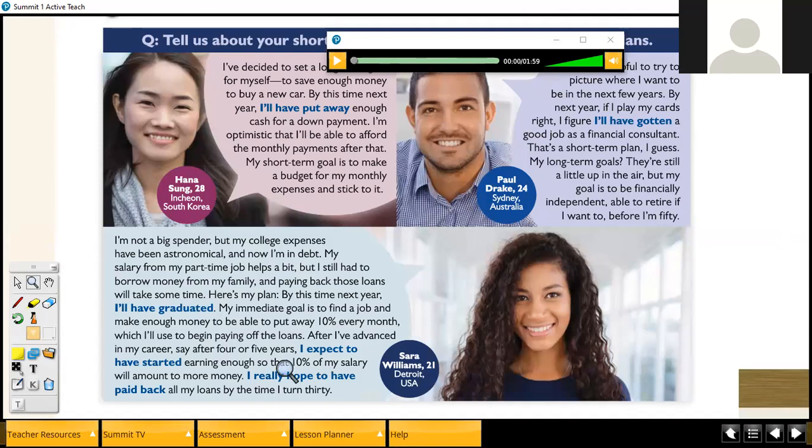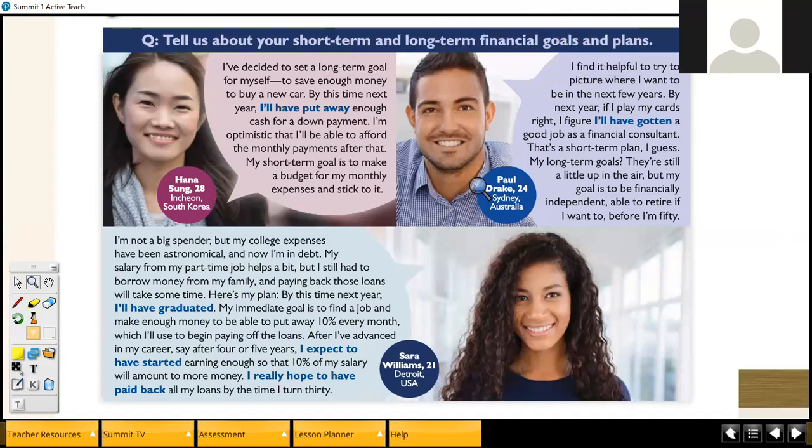Yes, that is the perfect. Habré graduado, you already translated it. Okay, and we have the perfect infinitive. I expect to have started. I really hope to have paid back. Okay, we are going to check that in a minute, but this is what we're going to practice in grammar. Okay, future perfect and perfect infinitive.